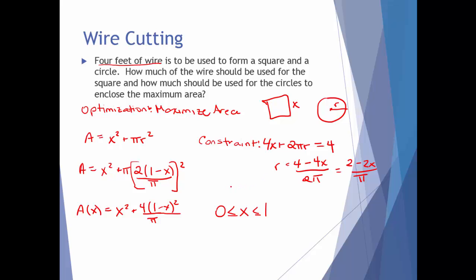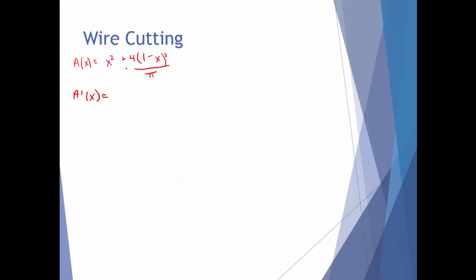Now let's go ahead and take the derivative. When we take the derivative of x squared, we get 2x. Here, remember 4 over pi, that's just a constant, so it will stay out of our derivative, and then we're going to need chain rule to take the derivative of 1 minus x squared. So drop the 2, don't touch the inside function, new power of 1 times the derivative of the inside function.